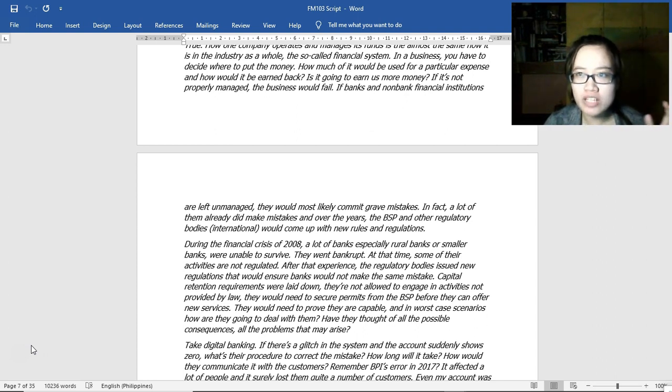So capital retention requirements were laid down. They're not allowed to engage in activities not provided by law. So they would need to secure permits from the BSP or the regulatory body before they can offer new services. They would need to prove that they are capable, and in worst case scenarios, how are they going to deal with the problem? Have they thought of all the possible consequences, all the problems that may arise?